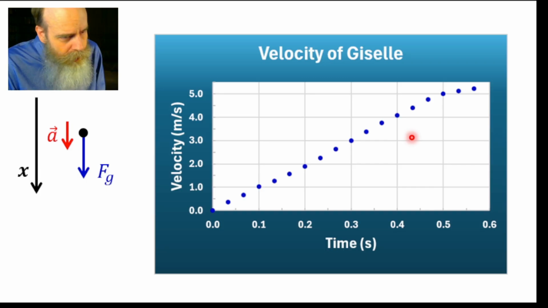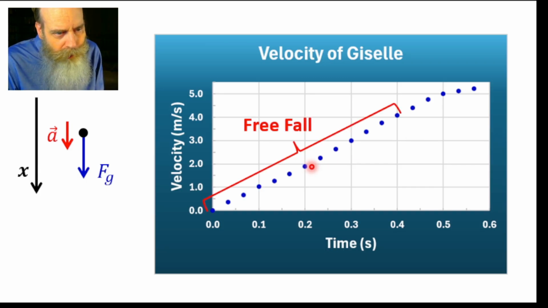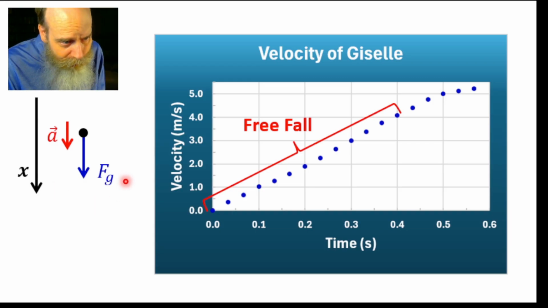We have 2 regions here. The first region is the free fall region, where the only force acting, or the only significant force acting, is the force of gravity. In this case, v is proportional to time. But then the acceleration started to decrease, and the velocity started to level out. I think it's going to get to around 5.5 meters per second.